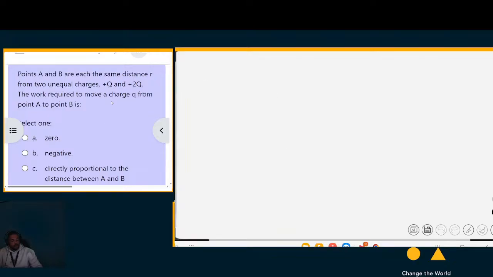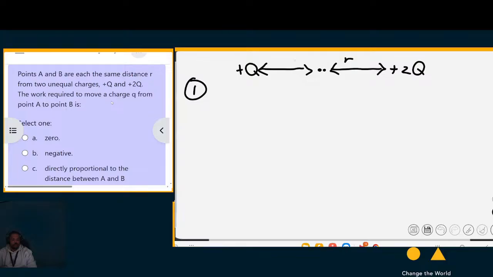Let me rewrite this. Let me draw this here. We have charge plus q here. We have A and B. They are on top of each other. I just drew them side by side. And we have charge plus 2q here. And they are each a distance r away.